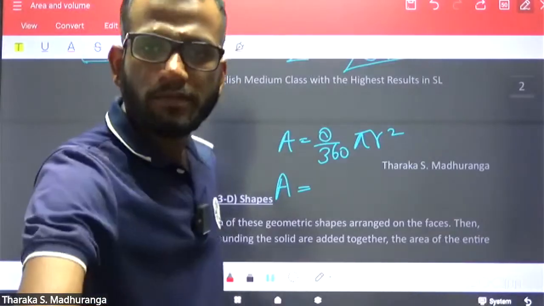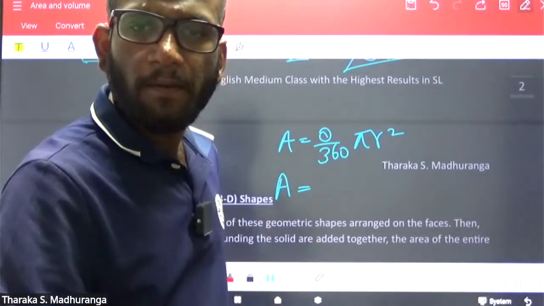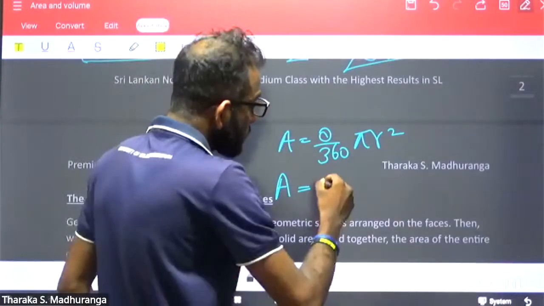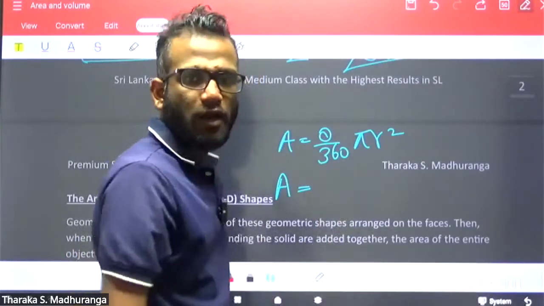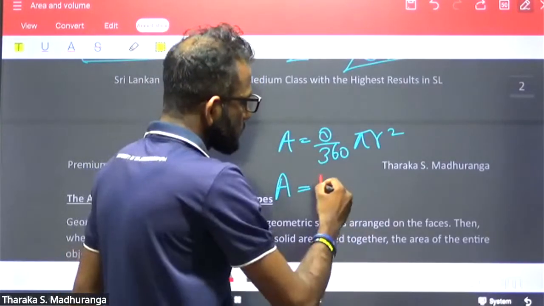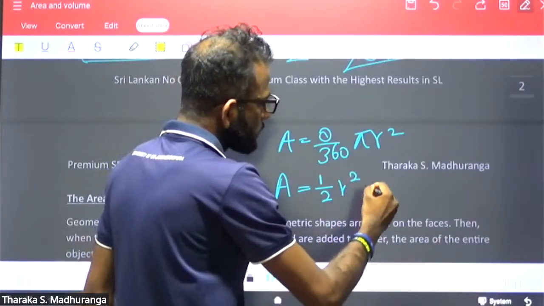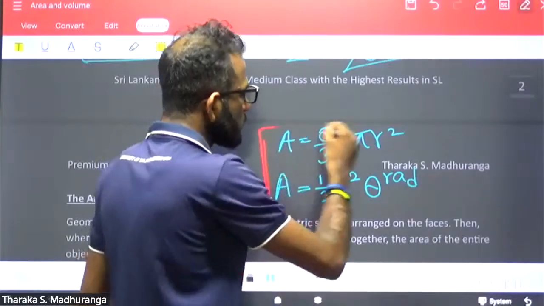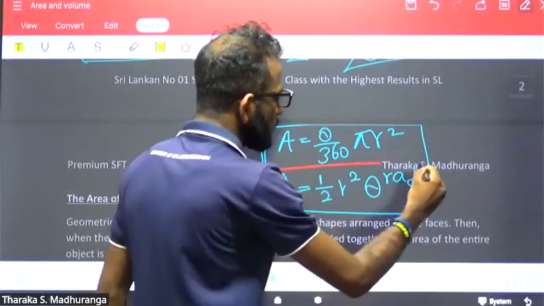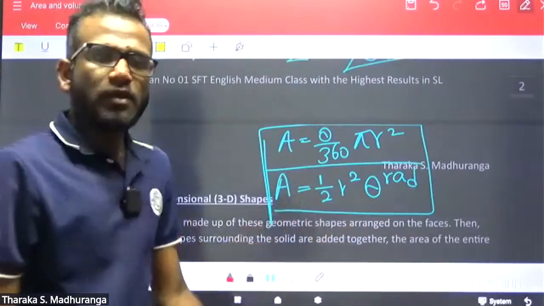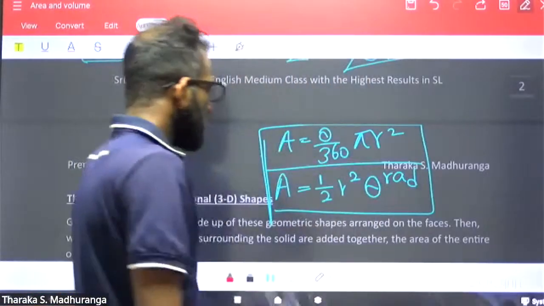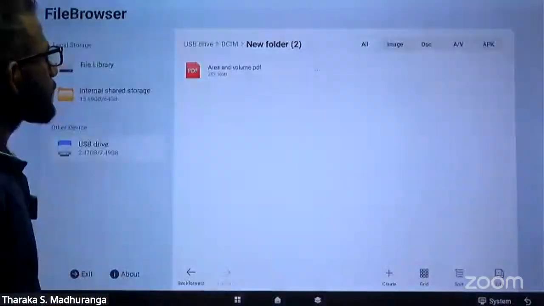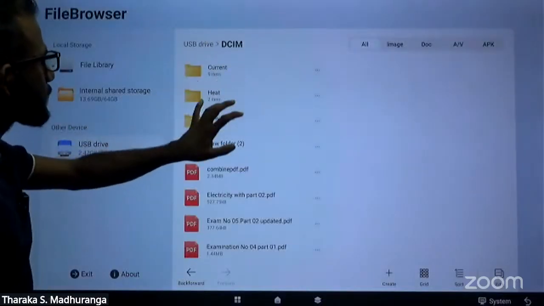Yes, Fatim. Half r squared theta, with theta in radians. Very good. That's the sector. Now, if you can remember all these equations, I will give you an exercise.